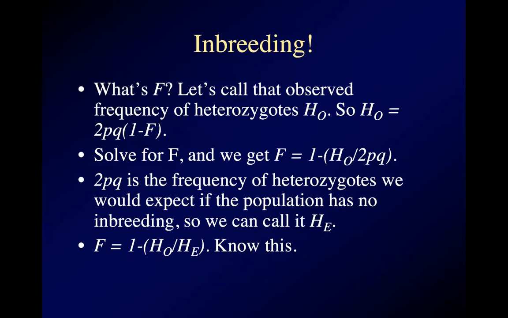And that's going to be 2pq times 1 minus f. The expected frequency of heterozygotes, if there wasn't any inbreeding, is just 2pq.